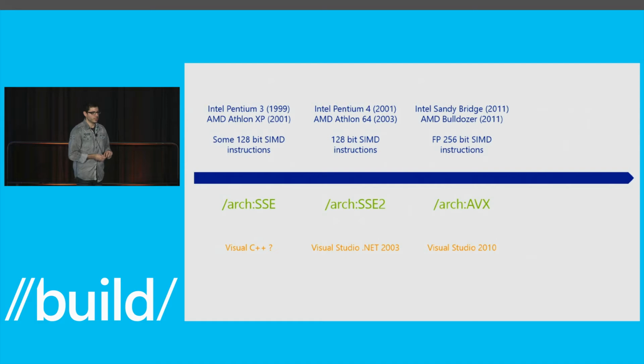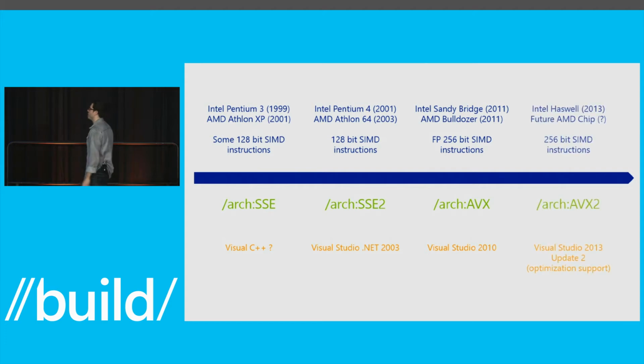Fast forwarding a little bit, we've got the AVX instructions. That's Intel Sandy Bridge that came out a few years ago, as well as Bulldozer. And this gave us some 256-bit instructions. And the switch /arch:AVX gave optimization support for that in 2010.